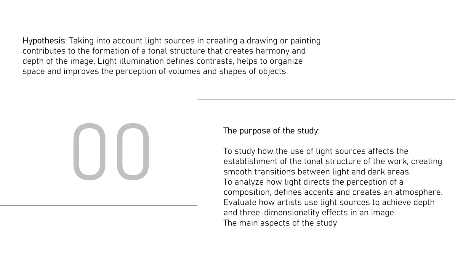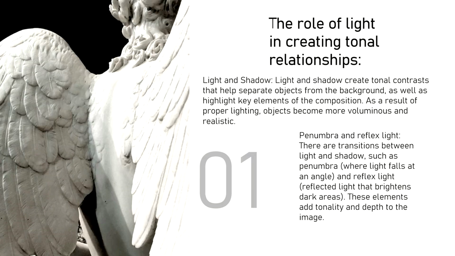The main aspects of the study. The role of light in creating tonal relationships. Light and shadow. Light and shadow create tonal contrast that helps separate objects from the background, as well as highlight key elements of the composition. As a result of proper lighting, objects become more voluminous and realistic.